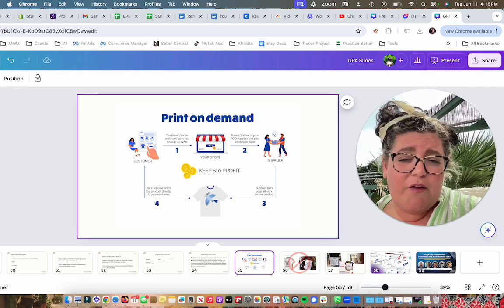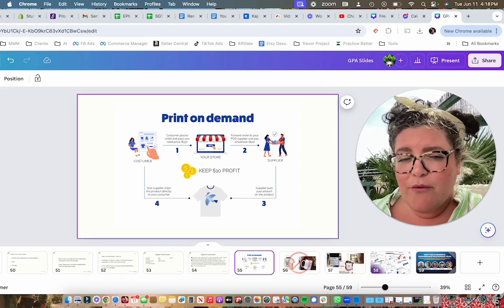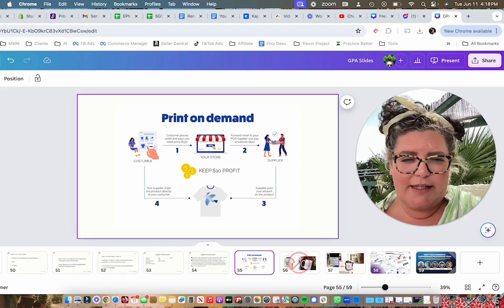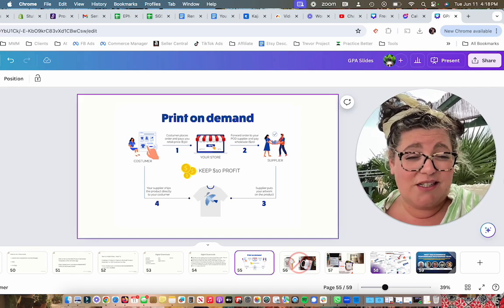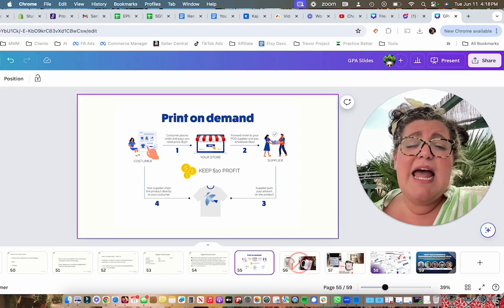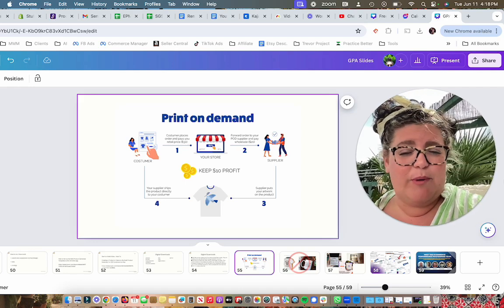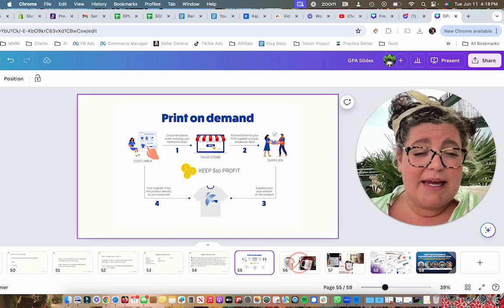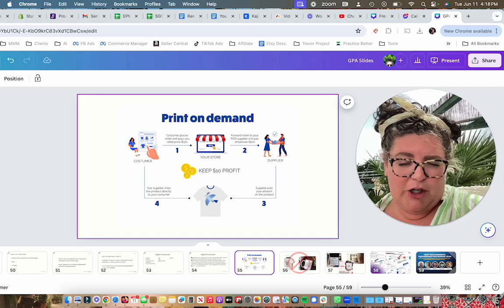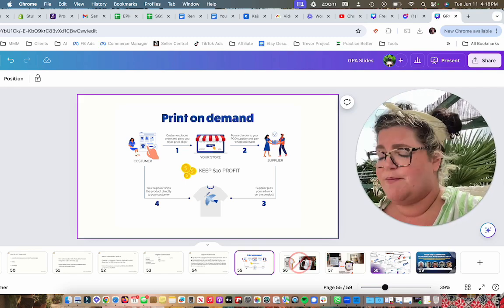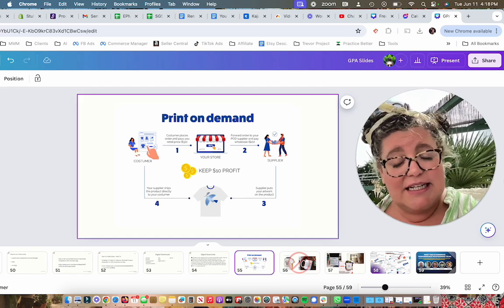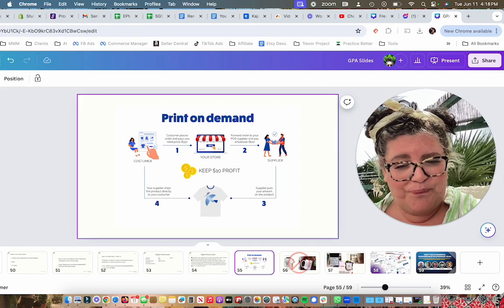So I've created my online store. I've done my research to see what kind of products are selling. I've created my products using something like Canva. And then I'm running ads to bring people to my website. When I make those sales, my production partner takes care of that for me, ships it directly to the customer, and I get to keep the profit left over.